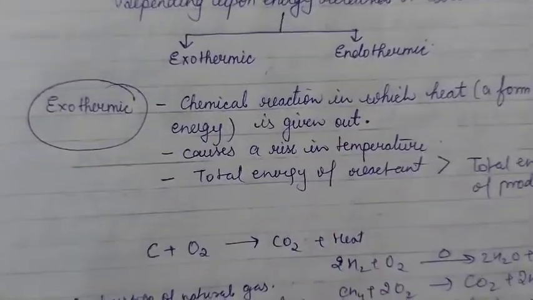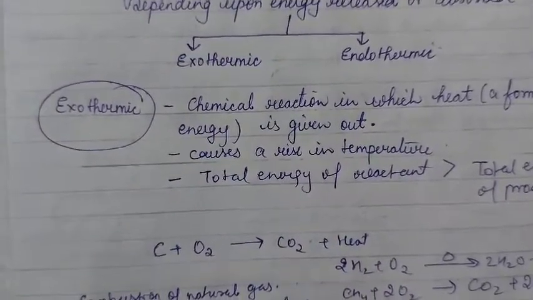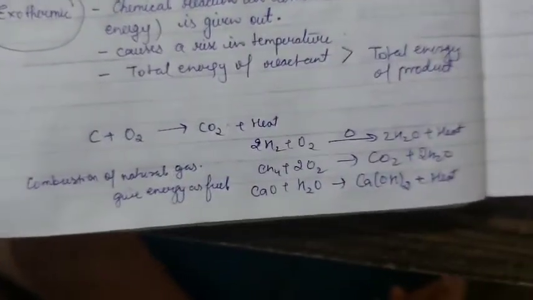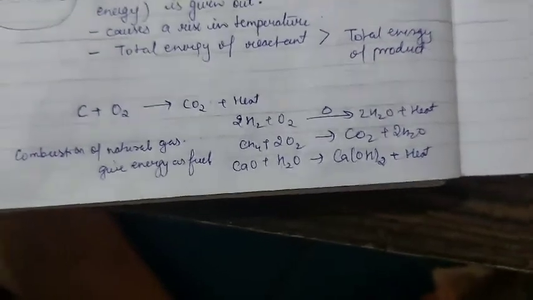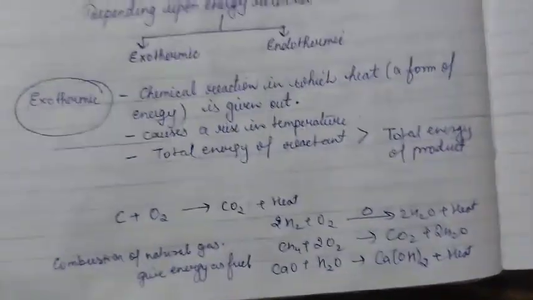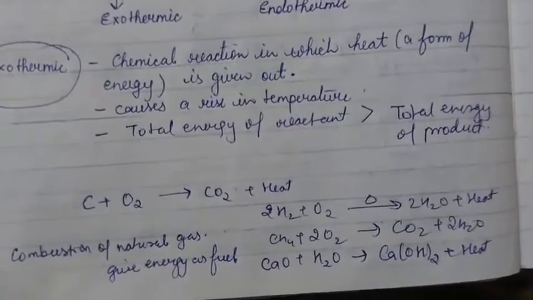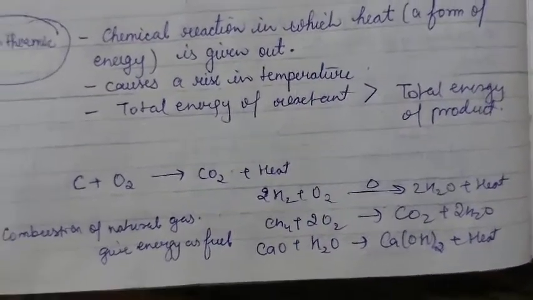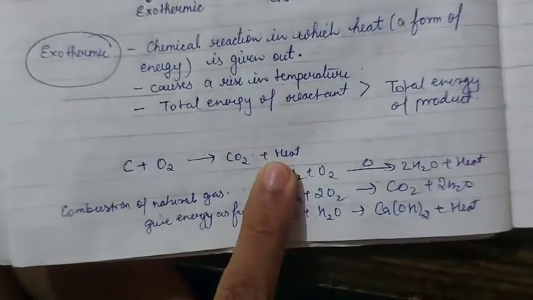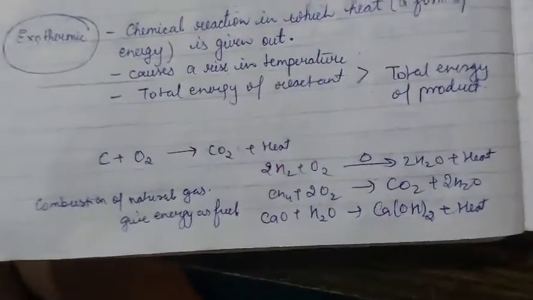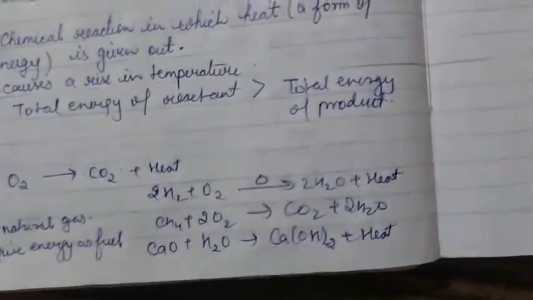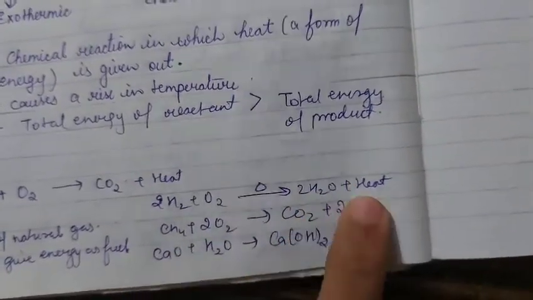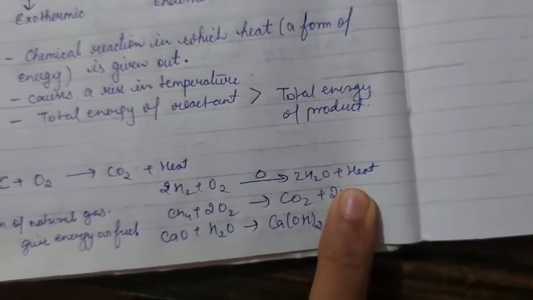It causes a rise in temperature. When we look at the reactant and product, the total energy of the reactant will be more than the total energy of the product. Here is an example: carbon plus oxygen gives CO2 and releases heat. Due to this release of heat, it is called an exothermic reaction. Now see, hydrogen and oxygen give 2H2O, the water molecule, thus releasing heat. So this is also an exothermic reaction.